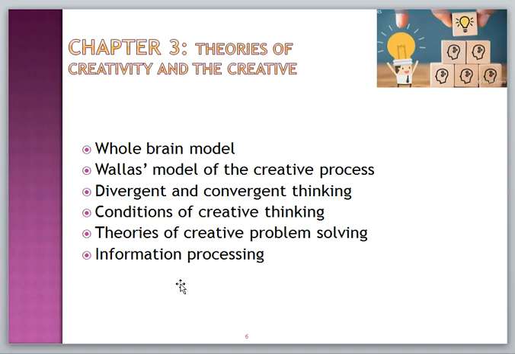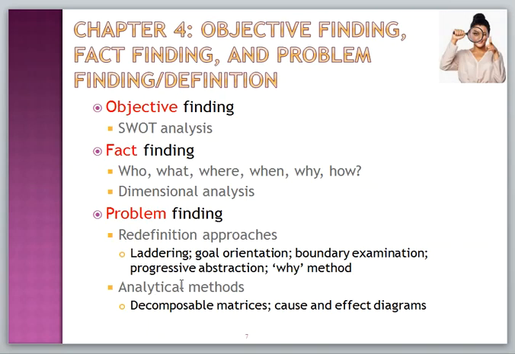At the end of the chapter, inshallah, we will discuss how brains process information. A part of this chapter will be shifted to chapter 4, which is about creative problem solving stages. And then in chapter 4, after introducing the 6 creative problem solving stages, we will give more emphasis to the first 3 stages: objective finding, fact finding, and problem finding.